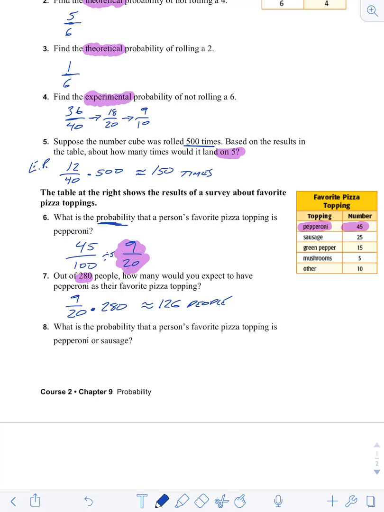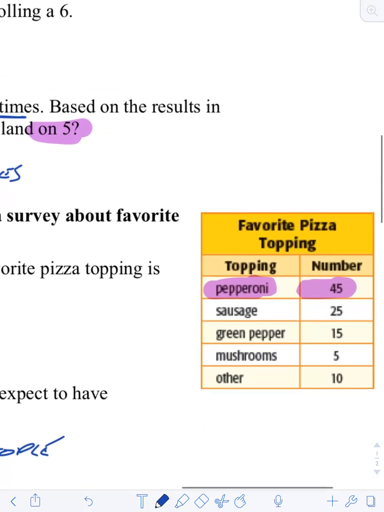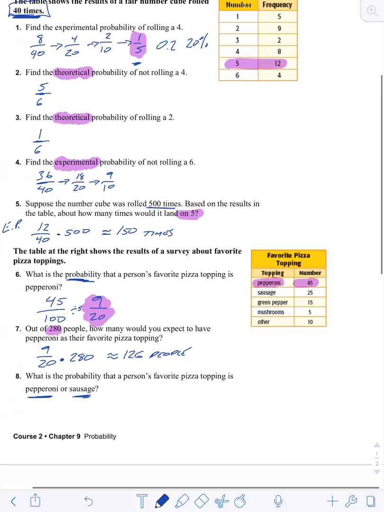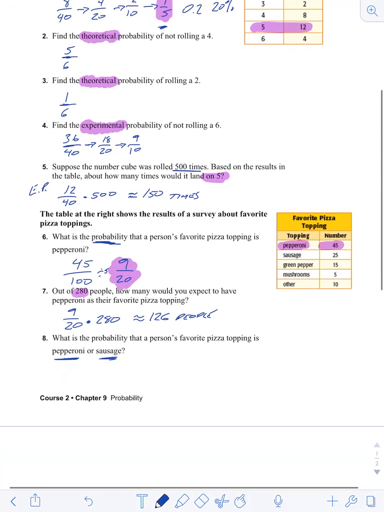Now the last one. What is the probability that a person's favorite pizza topping is pepperoni or sausage? So it could be either. So now I'm going to add. Well, how many chose pepperoni? That would be 45. How many chose sausage? That would be 25. That would give me a grand total for a numerator of 70 people.